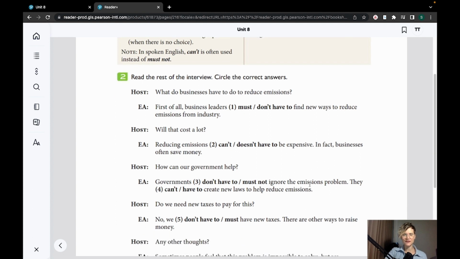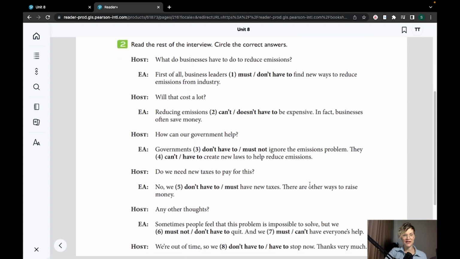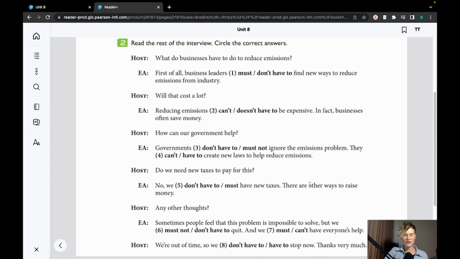So you're going to read the rest of the interview and circle the correct answers of the usage of these modals. And I'd like you to do that. You can pause your video to answer this. Those are numbers 1 until 8. Go ahead.